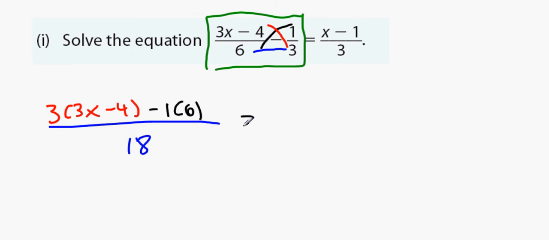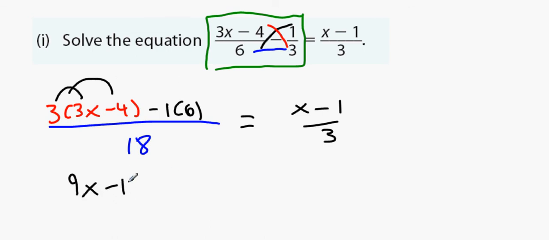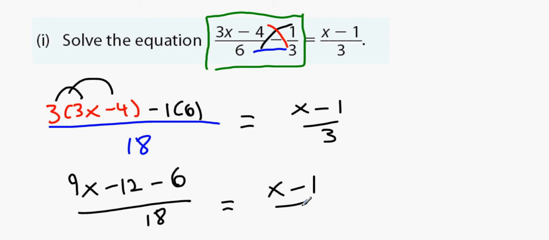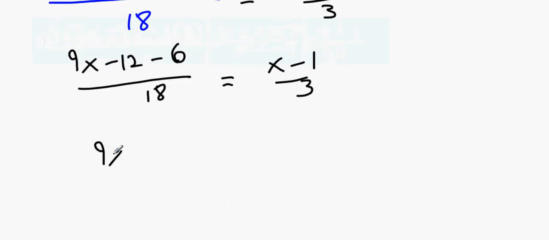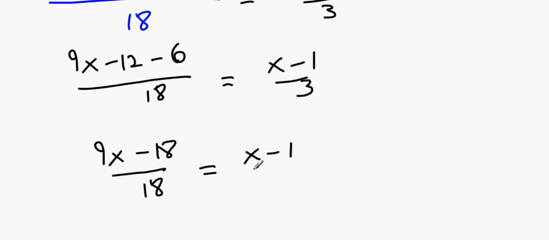And we haven't done anything with the right hand side, nor are we going to do anything with the right hand side for a minute. So 3 multiplied by 3, just double check it before you leave. So you're going to get 9x minus 12 minus 6, divided by 18, equals x minus 1 over 3. What we're next going to do is tidy up the top, so we're going to get 9x minus 18 divided by 18 equals x minus 1 over 3.